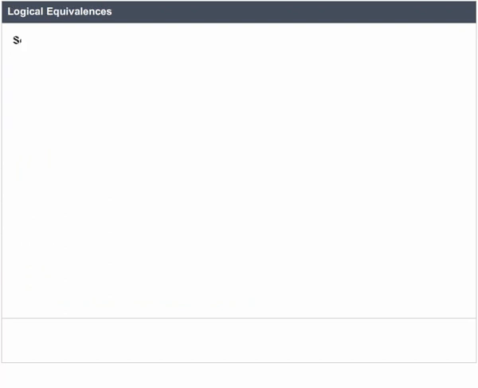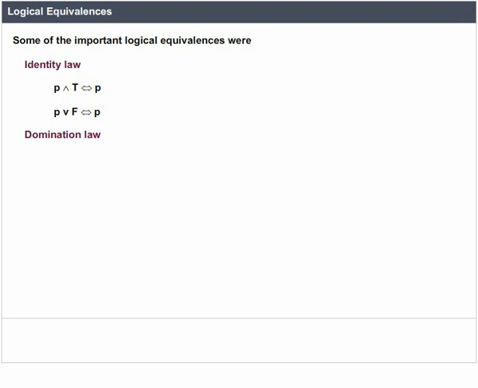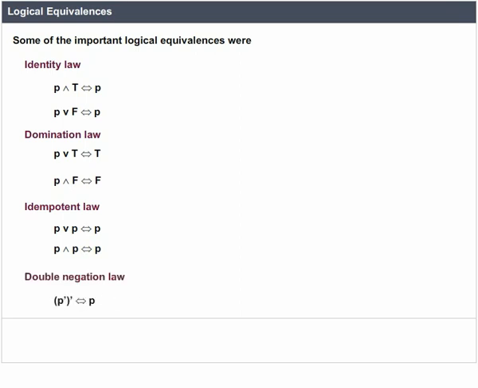Logical equivalences. Some of the important logical equivalences were: identity law, P and T if and only if P, P or F if and only if P; domination law, P or T if and only if T, P and F if and only if F; idempotent law, P or P if and only if P, P and P if and only if P; double negation law, P double negation if and only if P.